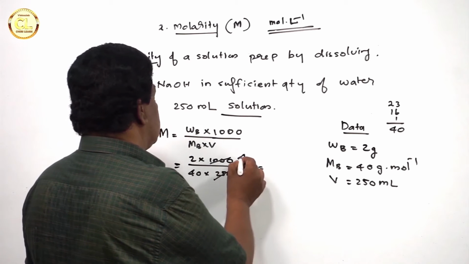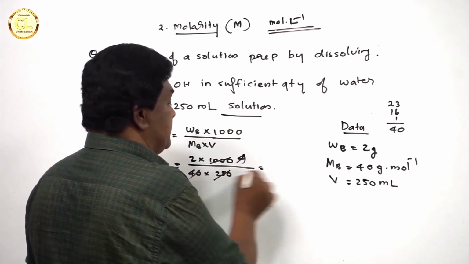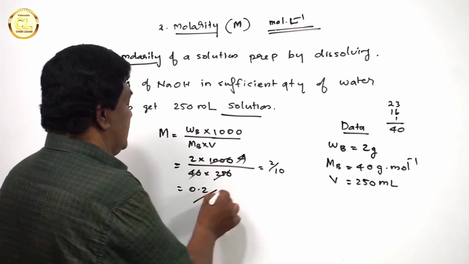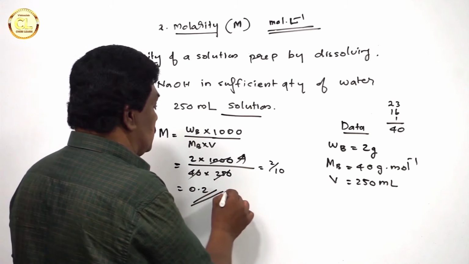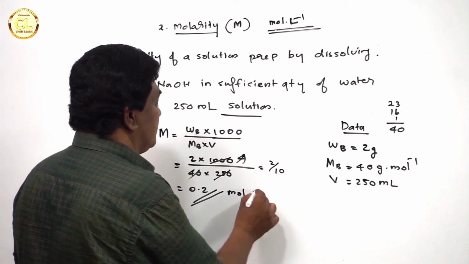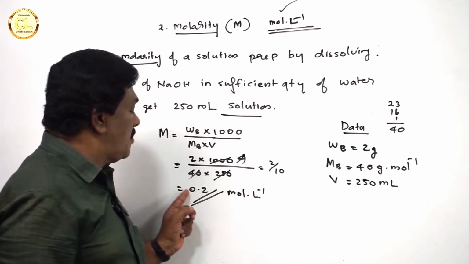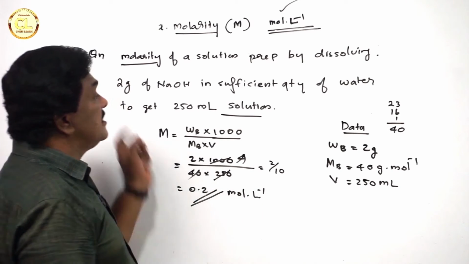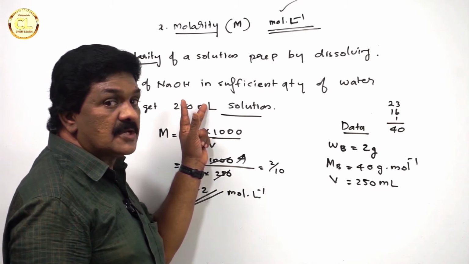So it is given by 2 by 10, that is equal to 0.2. Therefore, the molarity of the solution is 0.2 mole per liter. Mole per liter is the unit of molarity. So, 0.2 mole per liter is the molarity of the solution thus obtained.